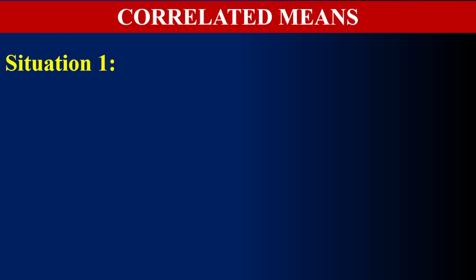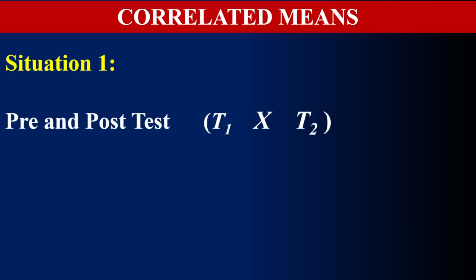Friends, two situations are given here in which two means are considered as correlated means. Situation number 1, pre-test and post-test. When pre-test and post-test scores are there and the means obtained from the scores of both the tests are to be compared, then such two means are said to be correlated. Generally it happens in experimental design. Shown on the screen in brackets, T1 is pre-test, X is some treatment and T2 is post-test.